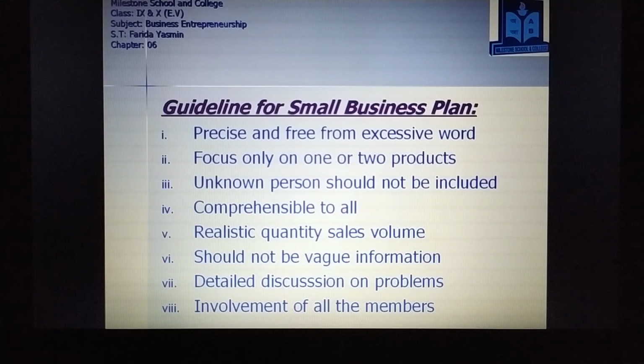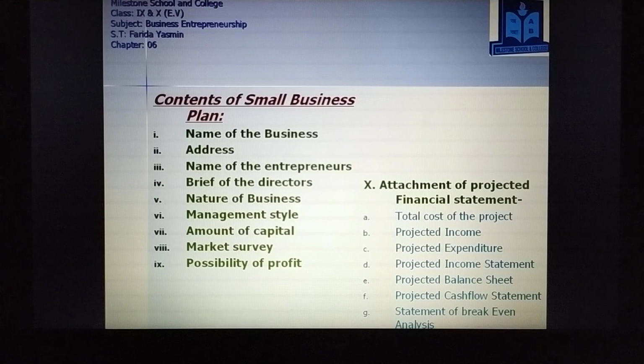Students, now let's learn which contents should be included in small business plan. The subject matter of the business plan may vary on the basis of the size of the business, variation in nature and types of the business. The following things are common in a business plan. Number 1, name of the business organization. Number 2, address of the business organization. Number 3, name of the entrepreneurs. Number 4, brief of the entrepreneurs or directors.